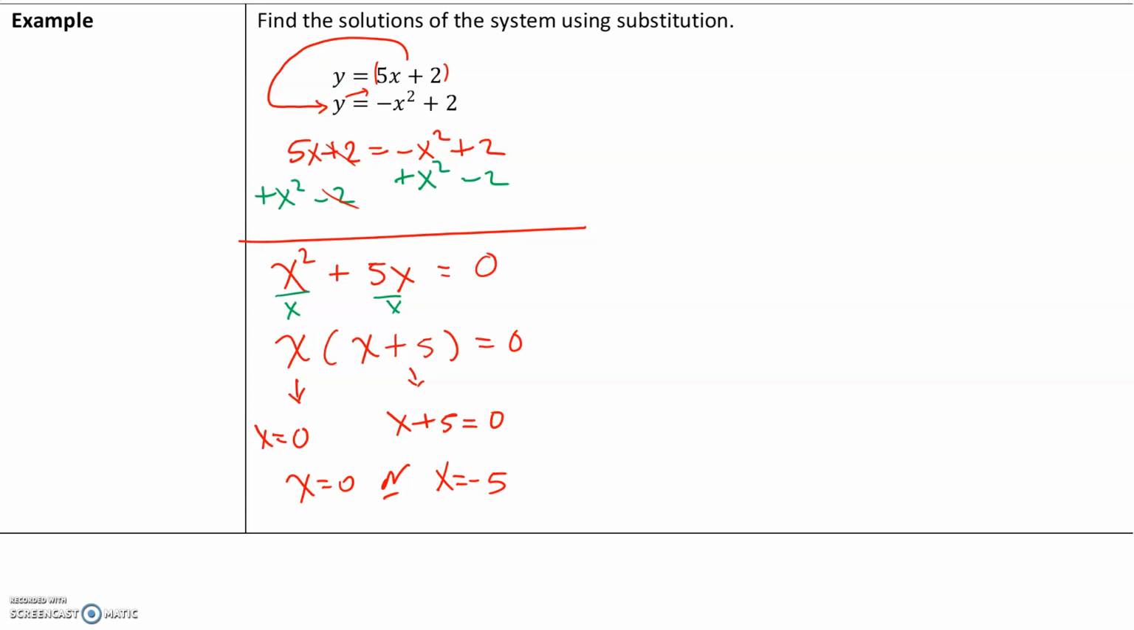I still want to find a value for y. So I'm going to set up my two different scenarios. My first scenario is x equal to 0. My second scenario is x equal to negative 5. If x equals 0, then I'm going to get y equals 5 times 0 plus 2. 5 times 0 is 0, so I get y equals 0 plus 2, which is just equal to 2.